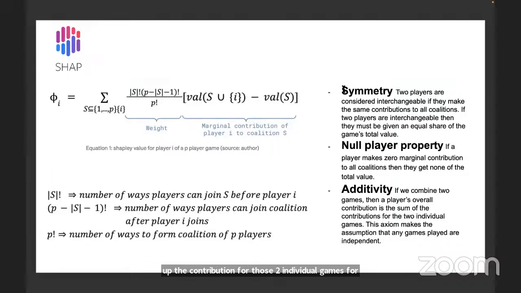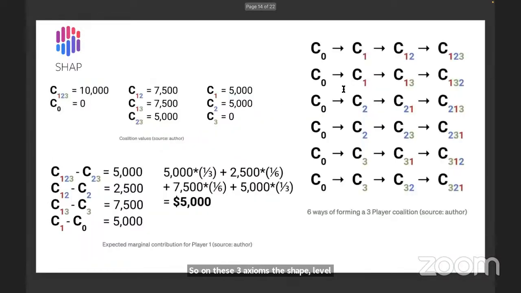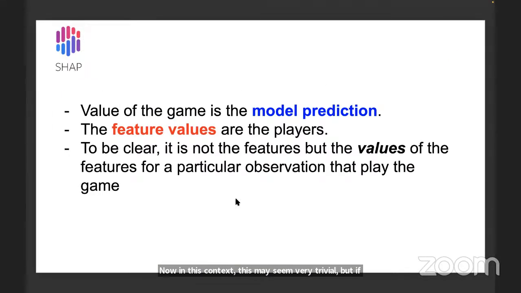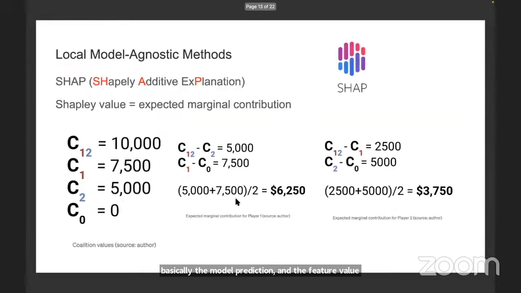So on these three axioms, the Shapley value is derived, and this turns out to be a fair and full allocation. That is, whatever the value is, 10,000, everything gets divided amongst each of the players. Now, in this context, this may seem very trivial, but the way it has been applied for feature importance is that the value of the game is the model prediction and the feature values are the players, right? So if we go back to the first example, then C12 is nothing but feature 1 and feature 2 combined giving, say, a prediction of 10,000.